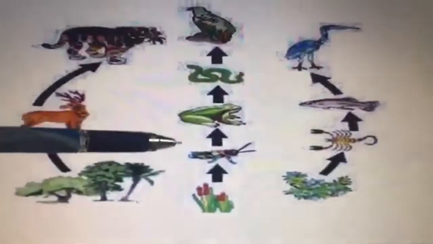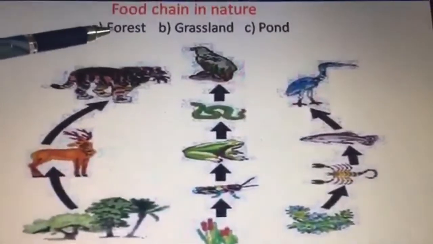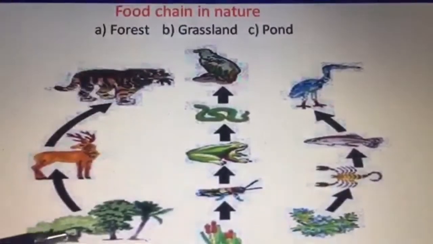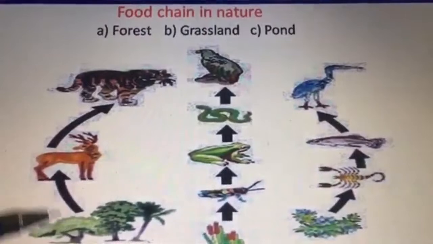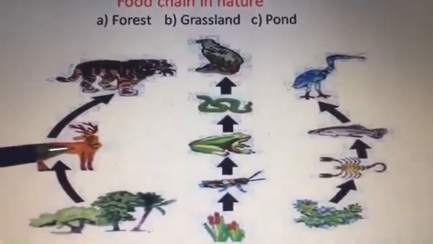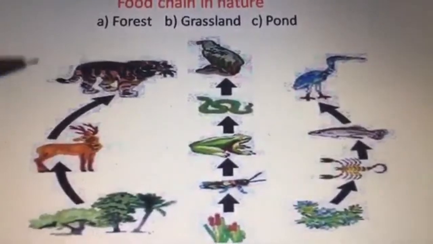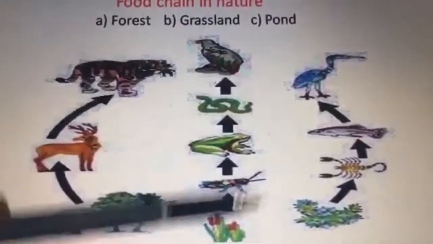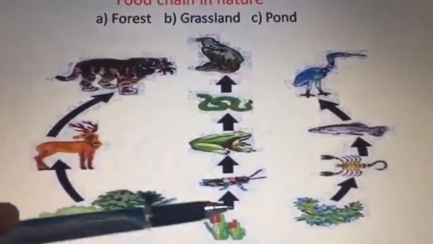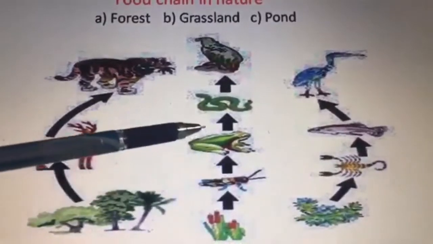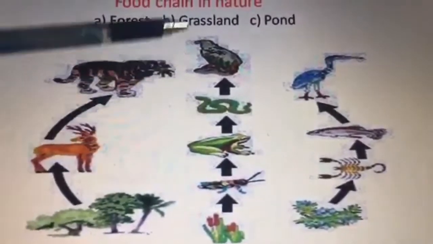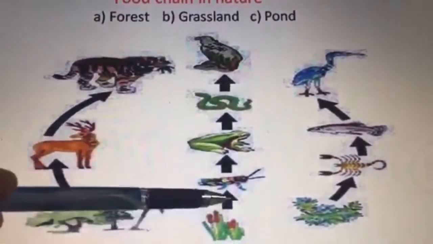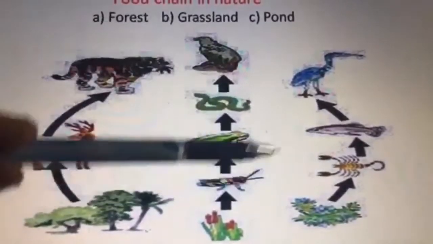Here some types of food chains are given: food chain in a forest, food chain in a grassland, food chain in a pond. So these are some examples. In a forest, trees are eaten by the deer, eaten by the lion or tiger. So energy is transferred from one organism to another. In a grassland ecosystem, grass is eaten by the grasshopper, eaten by the frog, eaten by the snake, eaten by the hawk or other animals.